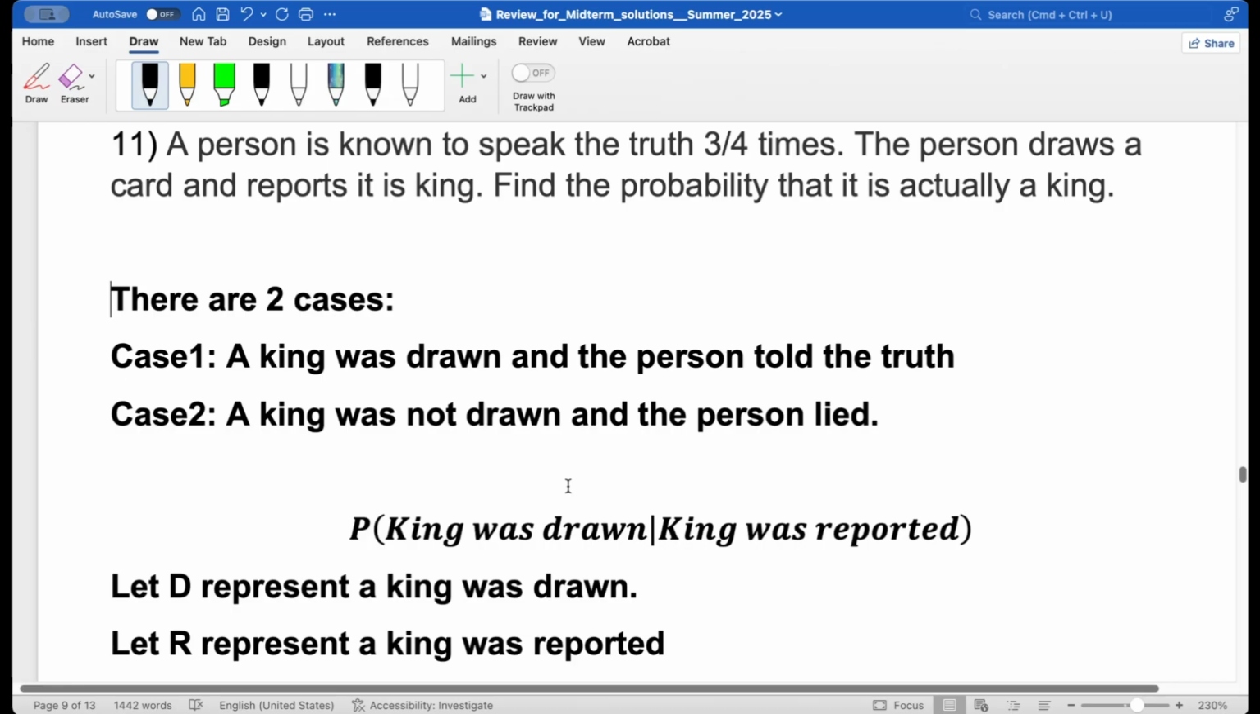Let D represent that the king was drawn. Let R represent that the king was reported. So two different things here, what the card actually was and what the person says it is. So D is the king being drawn, and R is the king being reported.